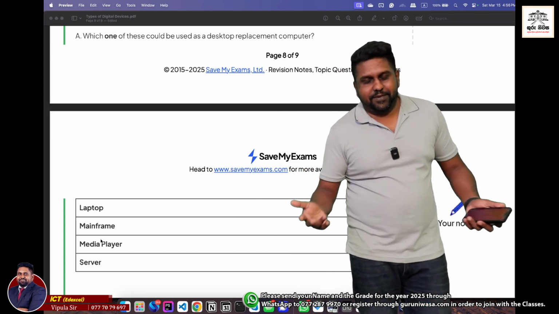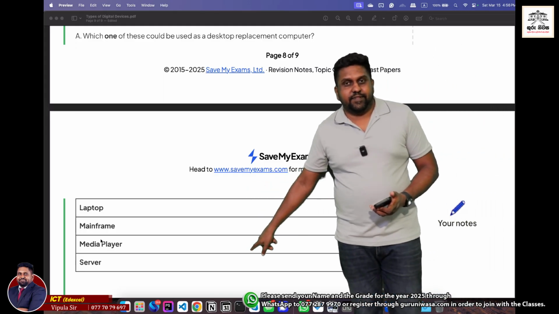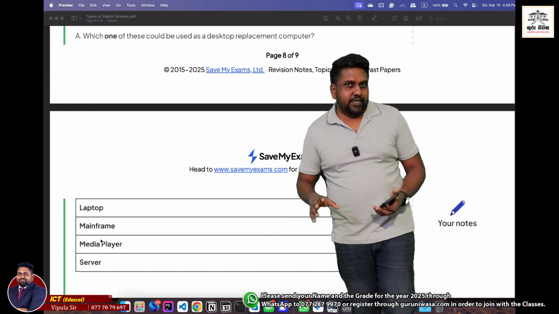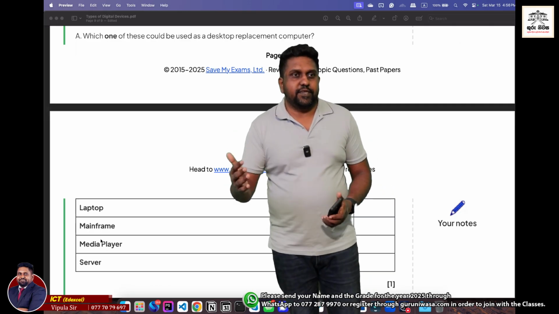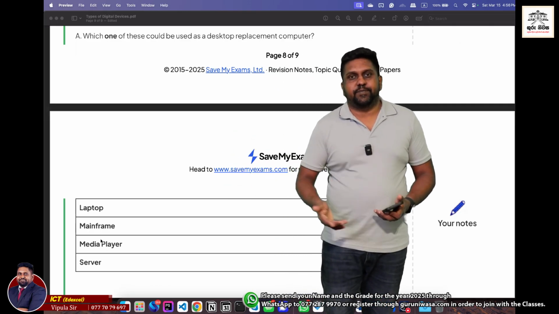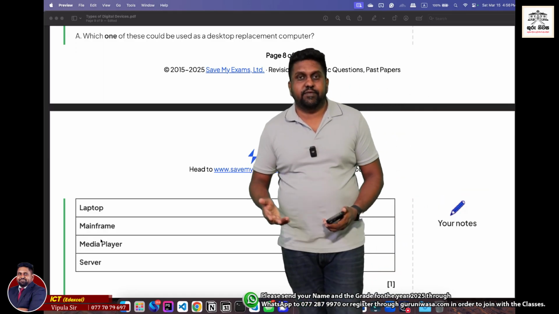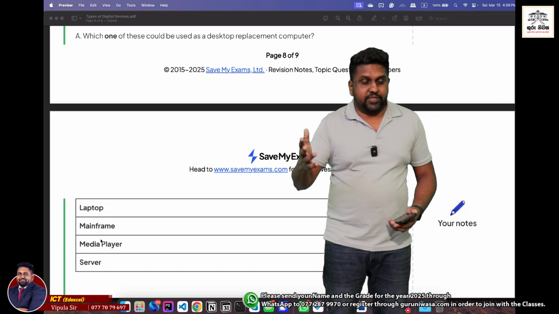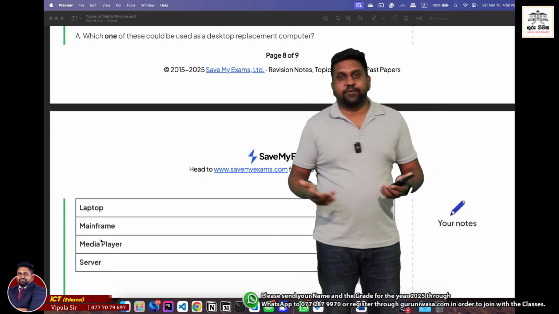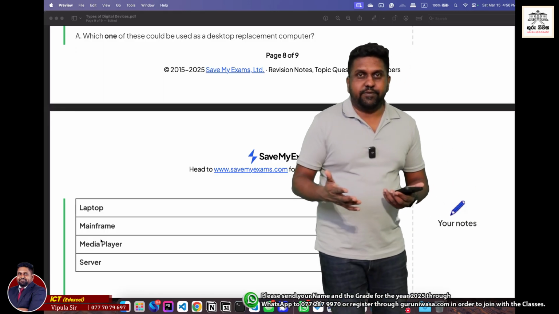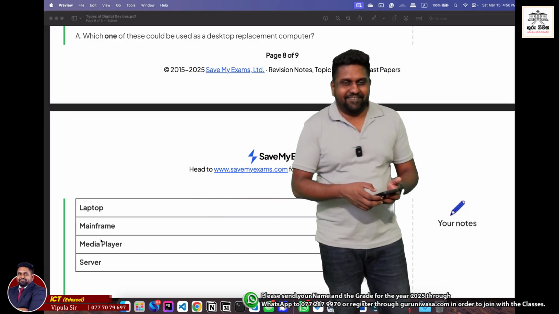A media player, technically no, a media player is to play media. And a server, the last item. The server is again a device. Yes, it's a computer, but it is focused towards serving a specific purpose. So it can be a web server, a game server, a production server, a data server, a database server, and so on and so forth, right? So obviously, if you are planning to replace your desktop, the answer would easily be laptop, right? Straightforward.